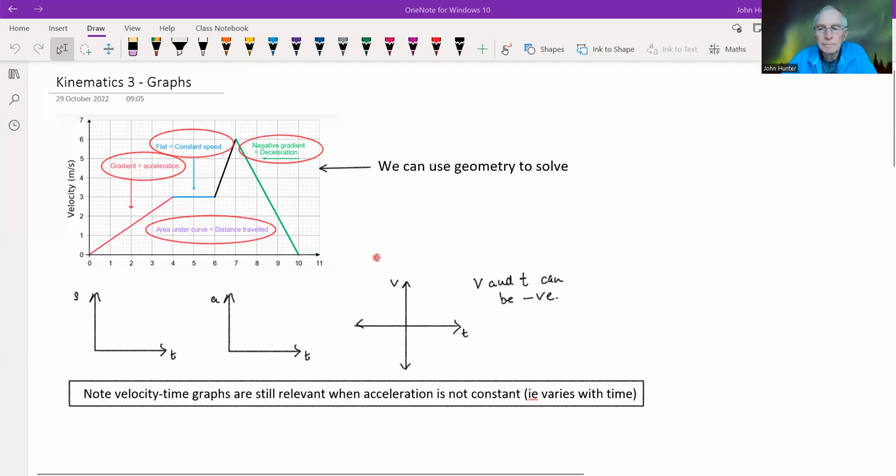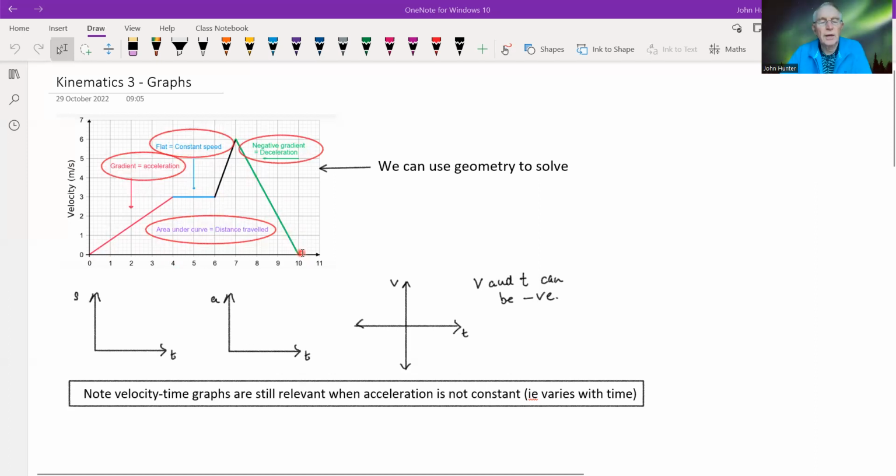Now the gradient of this line actually gives us the acceleration, and we can measure it because we look at the rise over the run. Let's just look at this red part here. We've got rise over run. Well, the rise is 3, the run is 4. So the rise over the run would be 3/4, or 0.75, and that would be an acceleration of 0.75 meters per second squared. So that would correspond to that, and so on. And we can do that here, even though this is negative, so it's going to give us a negative number.